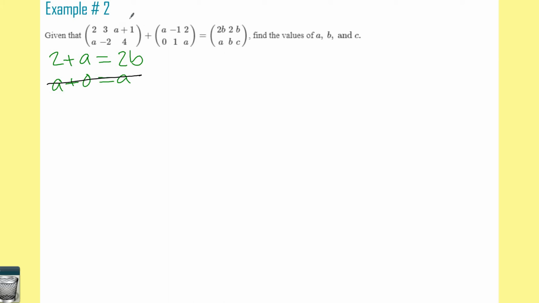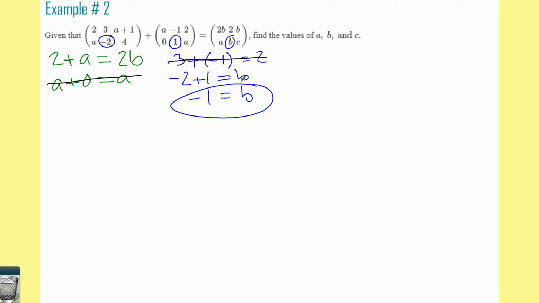So then let's try the middle elements. We're going to have 3 plus negative 1 equals 2. Well, again, useless. Okay, I'm doing the middle elements. So negative 2, 1, and B. This one looks promising. Oh, not plus, equals. So B is negative 1. There we go. I found one answer.